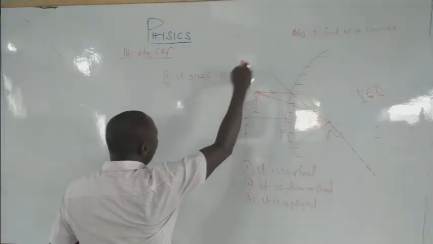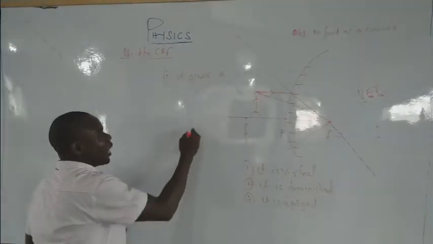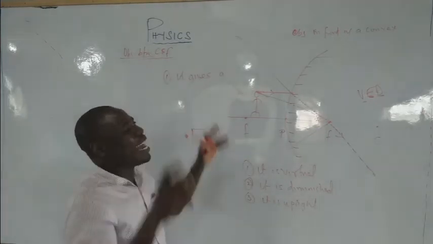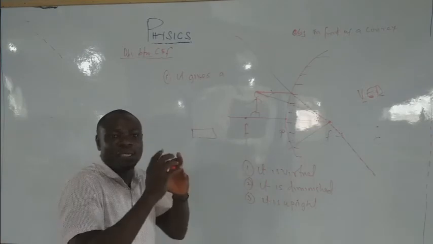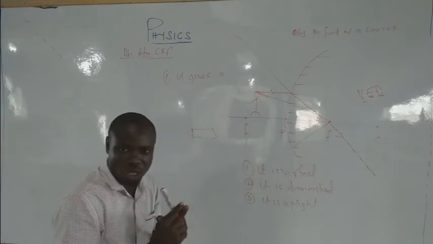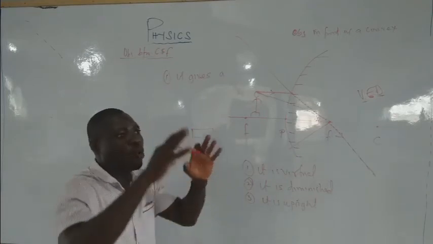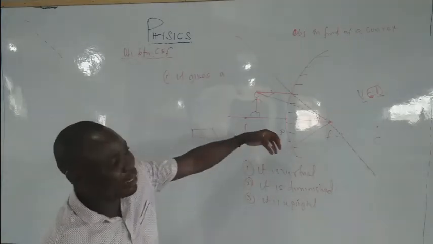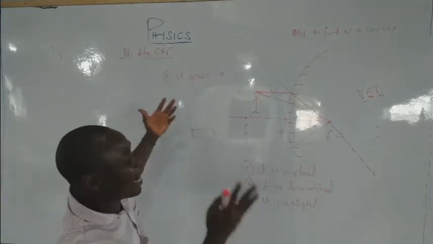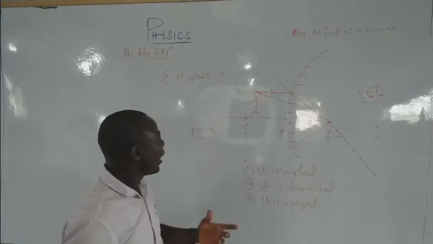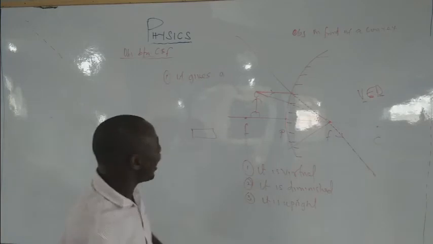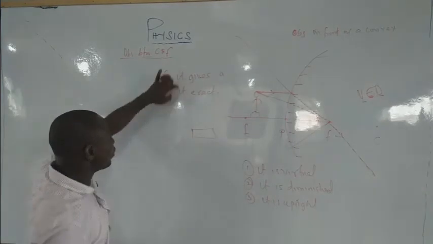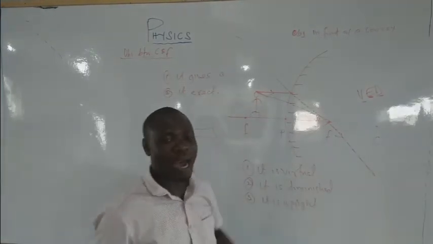a wider field of view. When you look at the one inside the vehicle, it's very small, but it will carry a larger field of view. Even in a BRT bus, you see the small glass inside, it will carry all the passengers, or the one by the side, it will carry a larger field of view behind the driver. So that is why it gives a larger field of view. And number two, it gives an erect image. These are the two reasons why we use a convex mirror as a driving mirror.